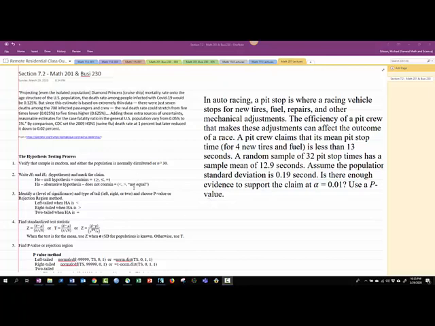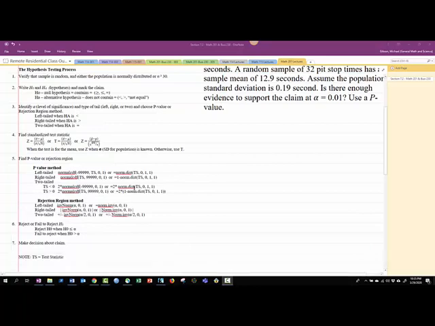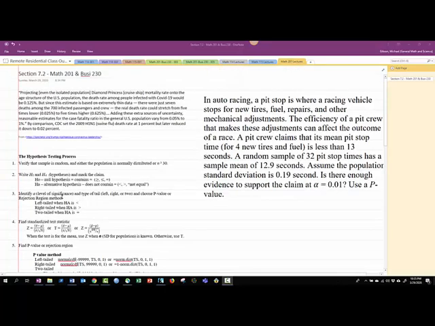Two things that are going to be common to the ones we're going to do in this section: they're going to use the p-value method instead of the rejection region method, and the tests are going to be hypotheses or claims about the mean when we know the standard deviation of the population.